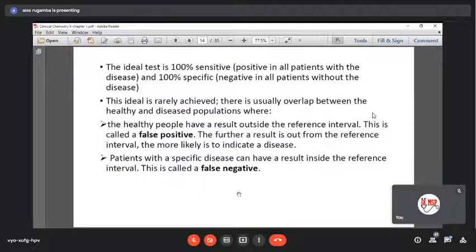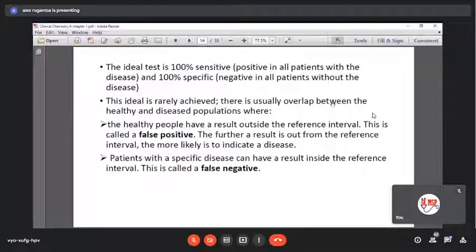So I talked about all of this. I gave you the idea and the examples. If the test is 100% sensitive, it detects every patient with the disease, and if it is 100% specific, it identifies every patient without the disease. The idea is that there is usually overlap between the healthy and disease populations, whereby the healthy population has results outside the reference interval. This is called the false positive and the false negative. I talked about this.